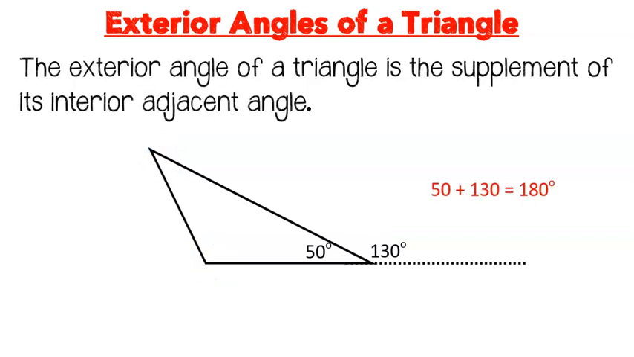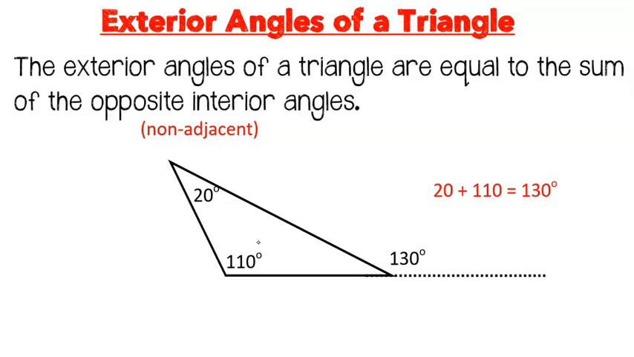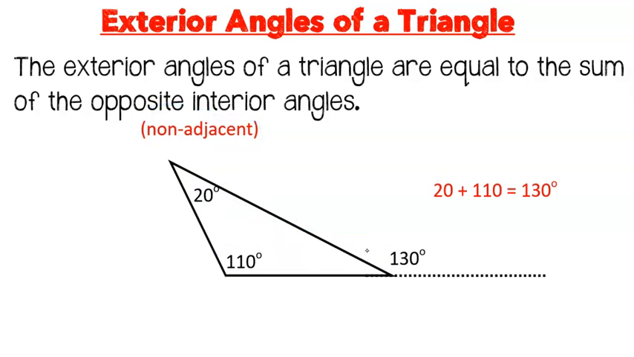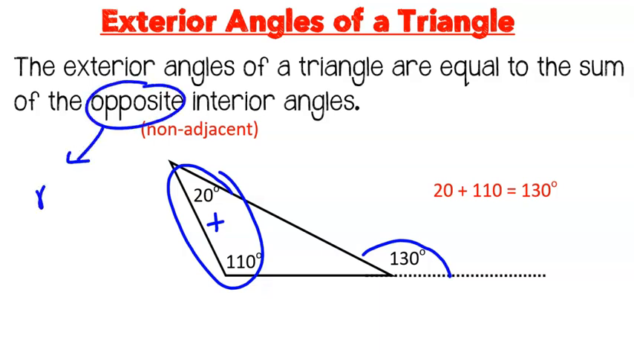The exterior angle of a triangle is supplementary to the interior adjacent angle, that's the inside angle that's next to it, but it also has a relationship to the two angles that are not adjacent to it. The exterior angle of a triangle is equal to the sum of the opposite interior angles, sometimes known by the word remote. To be remote means to be far away from.